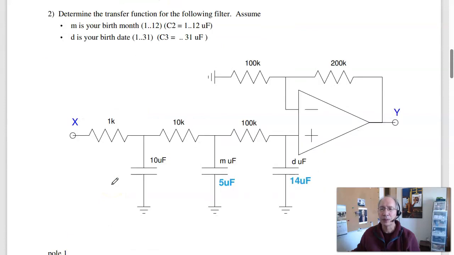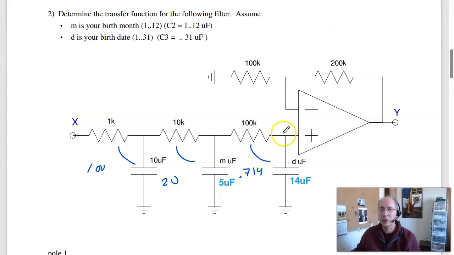Problem 2. Here's a filter. Find the transfer function. Basically find the poles. So this is a 3-stage RC filter. Due to increasing R by 10 times, roughly there's no loading. So one pole is at 1 over RC. That gives you 100. 1 over RC gives you 20. 1 over RC gives you 0.714.